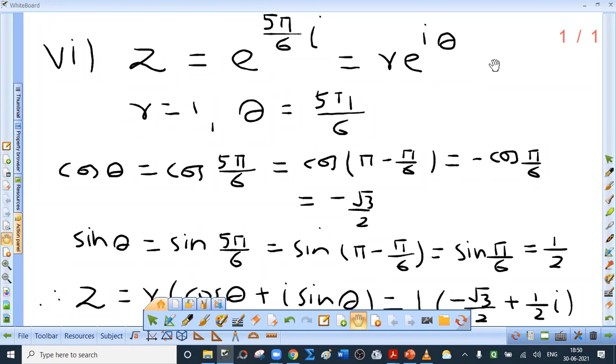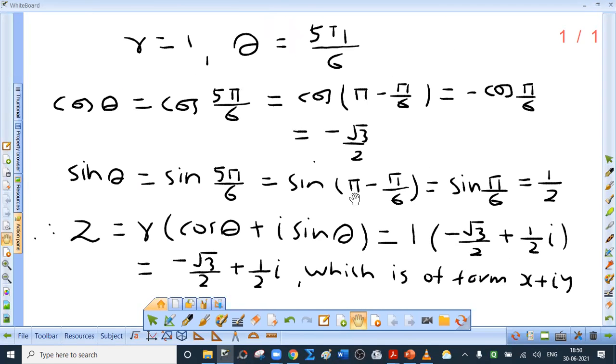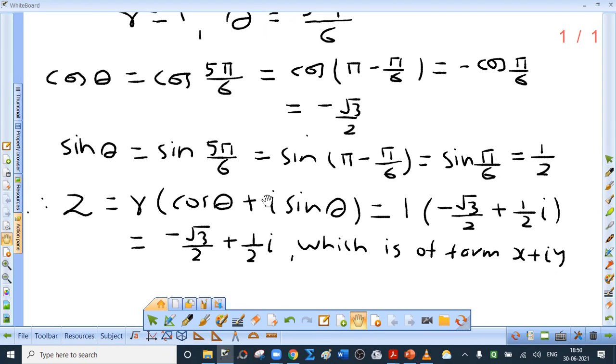Sin theta, same logic, sin of 180 minus theta, that is pi minus theta, is sin theta. Because in the second quadrant, sine ratio is positive. Sin pi by 6, that is half. So use polar form. What is the answer? Minus root 3 by 2 plus half i.